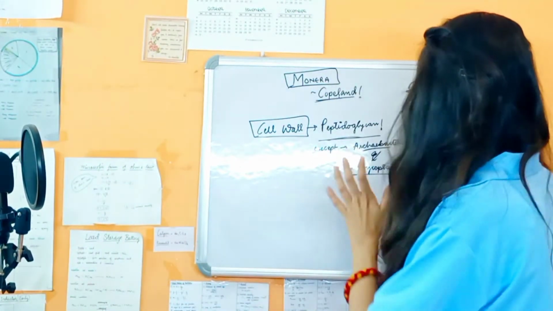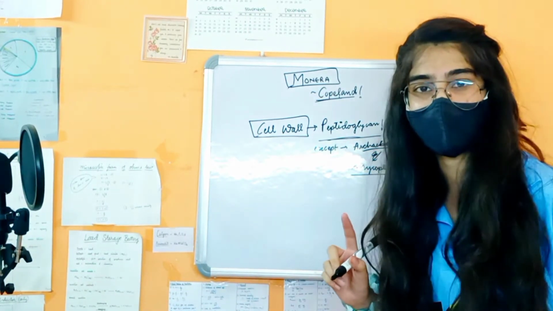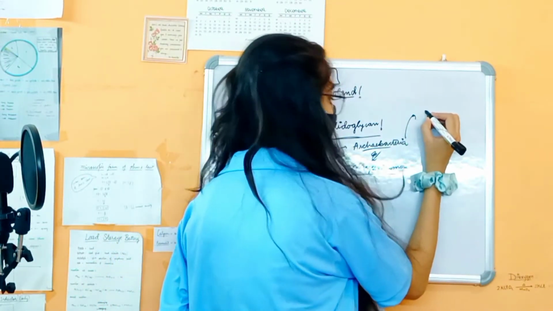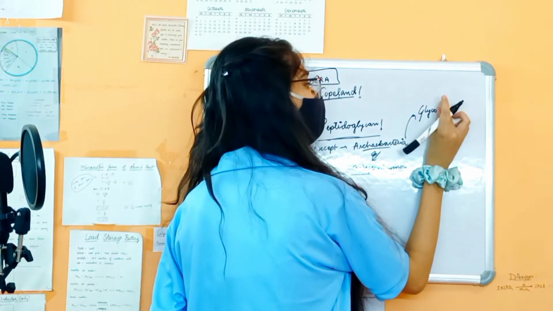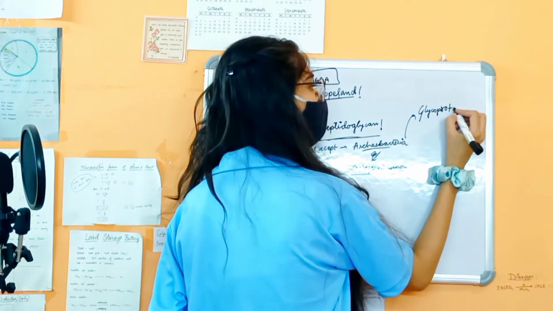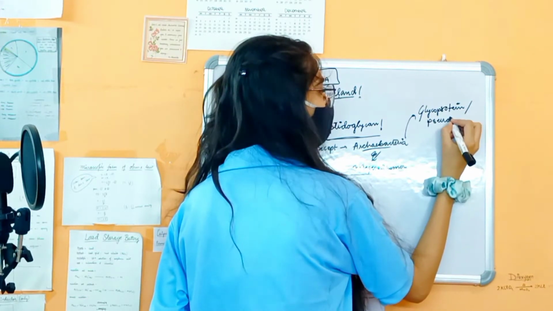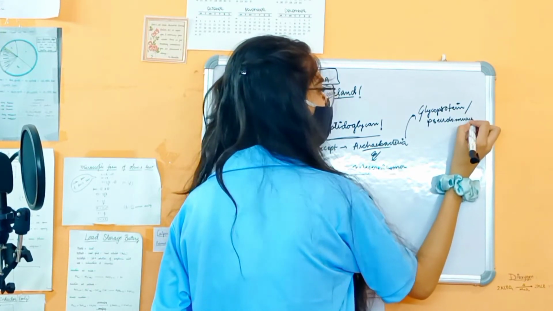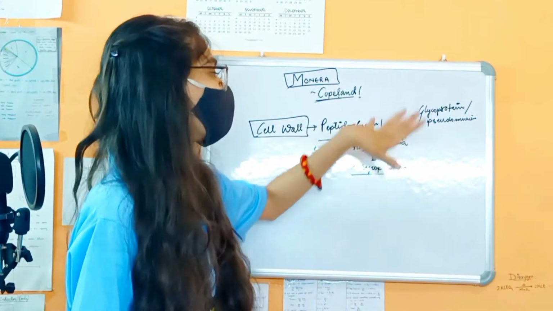Archaebacteria are a whole different kind of bacteria. Like I told you, they can survive in extreme conditions. What makes them survive in extreme conditions, let's keep it a secret. Let's study the cell wall structure first. The cell wall is made up of glycoprotein, and we can say pseudomurein. So these are the constituents of the cell wall of archaebacteria.